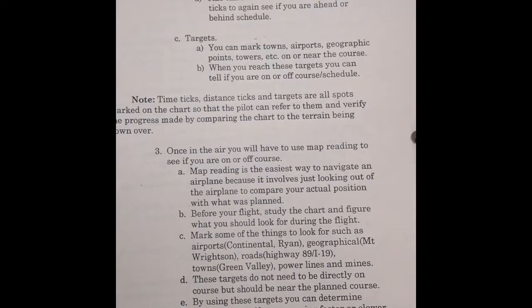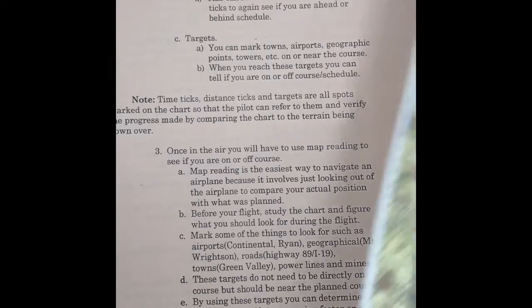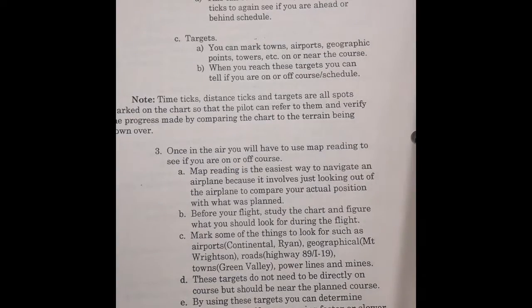The next is using distance ticks. So this can also be used with time ticks. You can do distance ticks with time ticks, or you can just do distance ticks. But again, it's to check whether you are ahead or behind schedule. Targets. You can also mark towns, airports, and geographic points or towers on or near the course. And when you reach the targets, you can tell if you are on or off course or schedule.